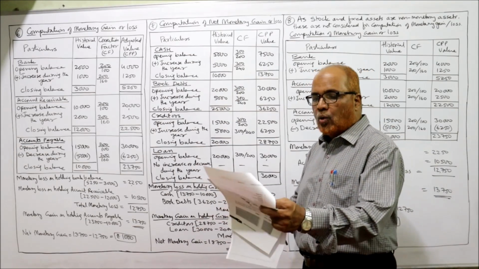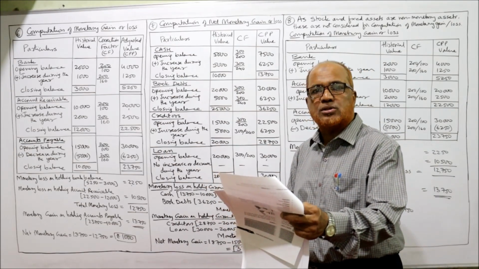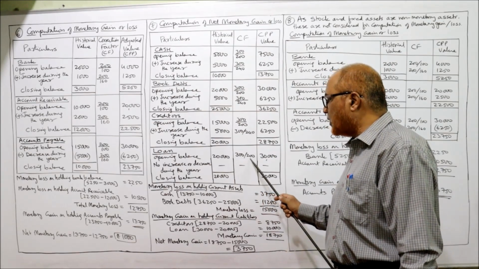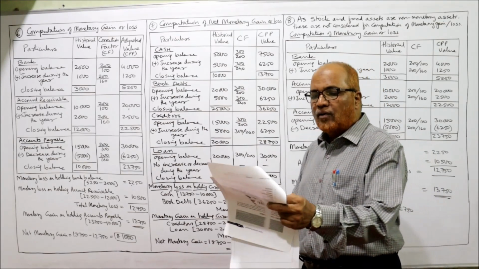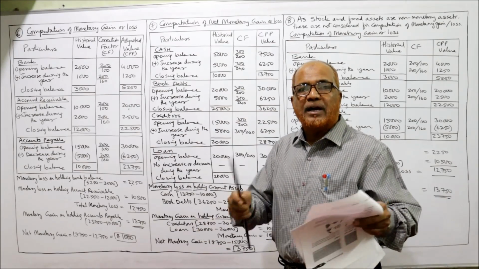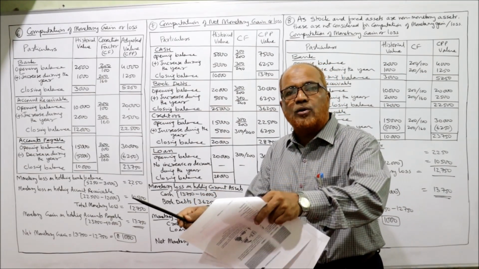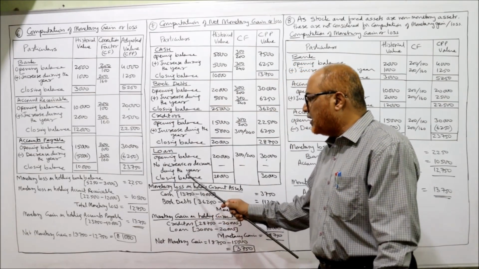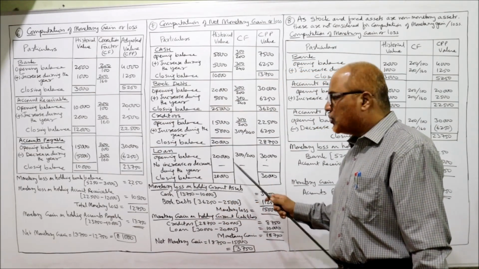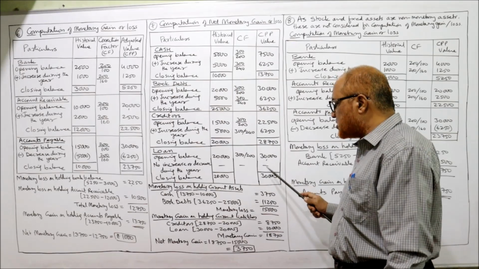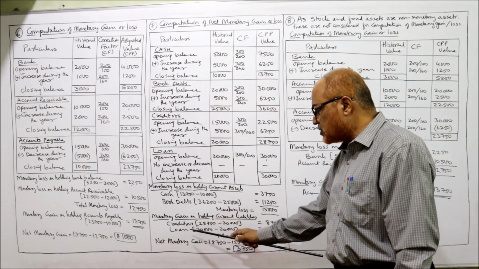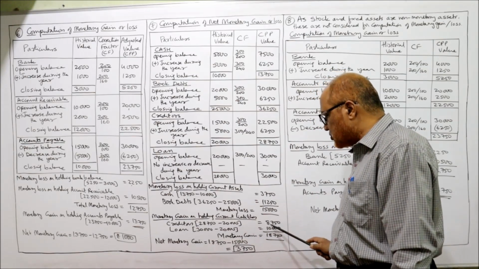Now loan. Opening balance of loan 20,000. 300 by 200, 30,000. End of the year loan is 20,000. Beginning of the year 20,000, end of the year 20,000. Neither increased nor decreased. No increase or decrease during the year. So closing balance 20,000, closing balance 30,000. So how much is the increase? 10,000. Loan 30,000 minus 20,000, 10,000.